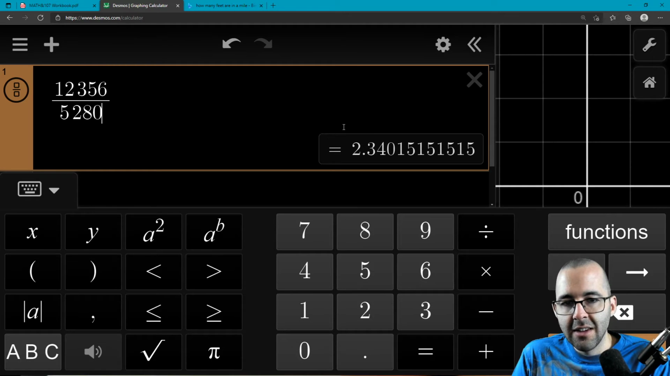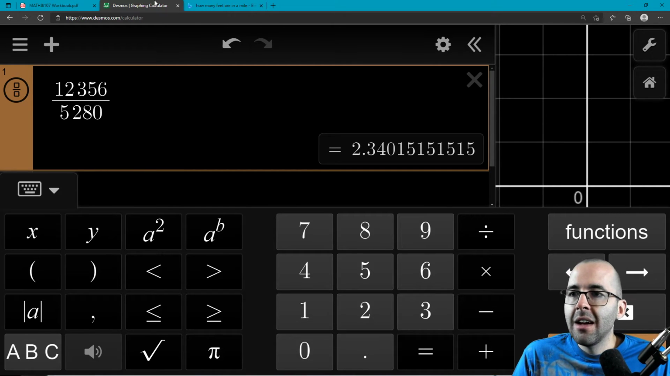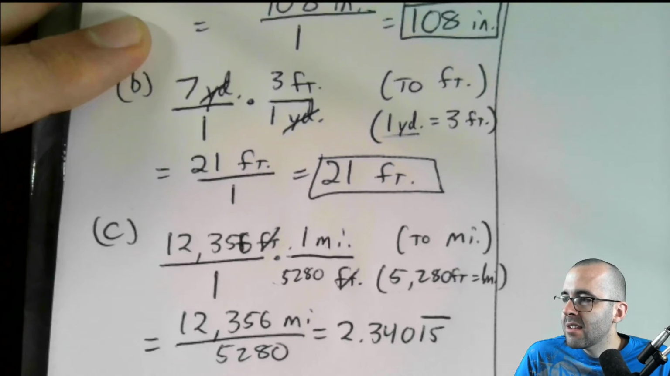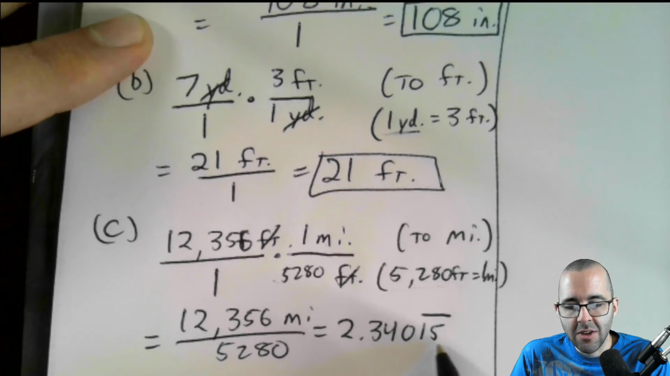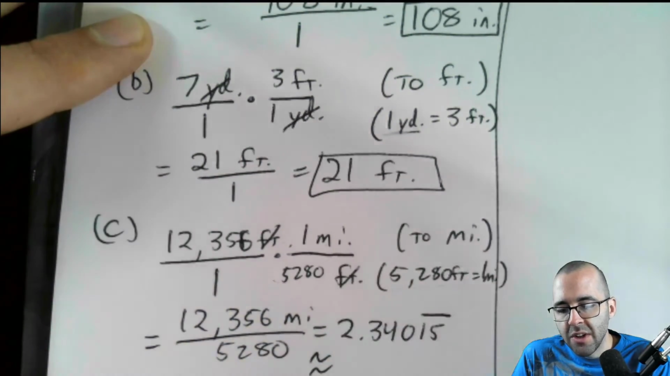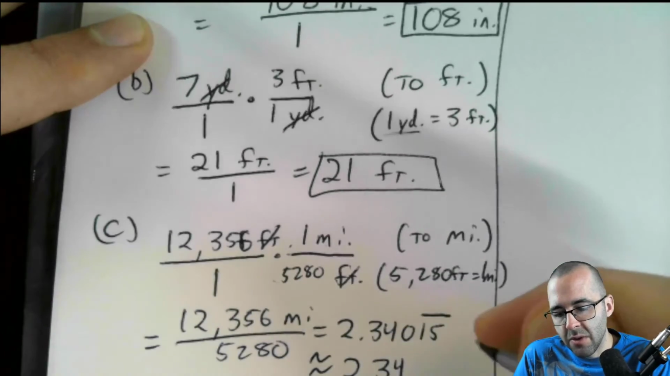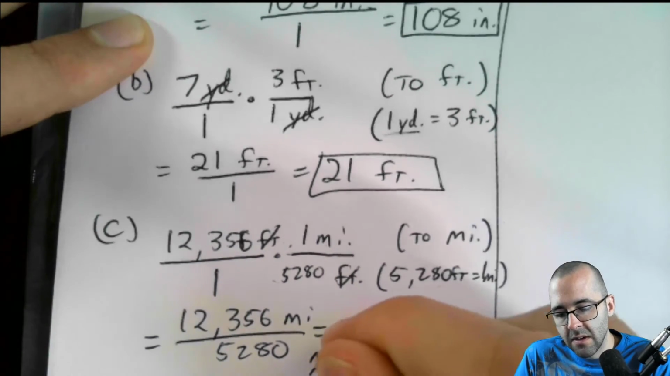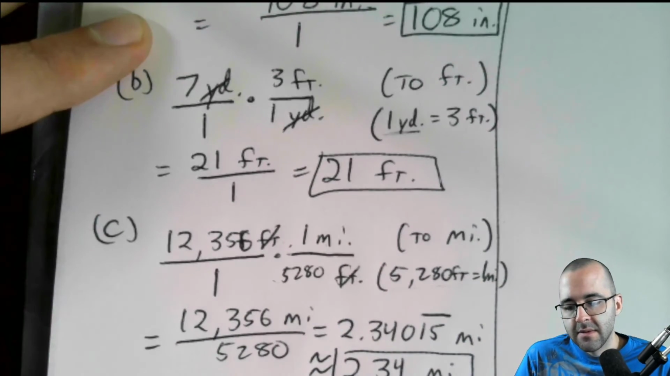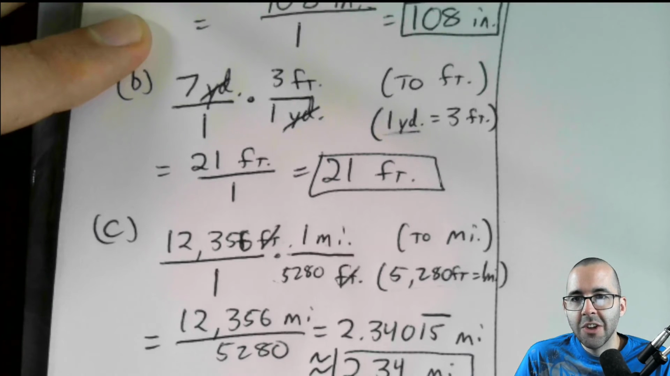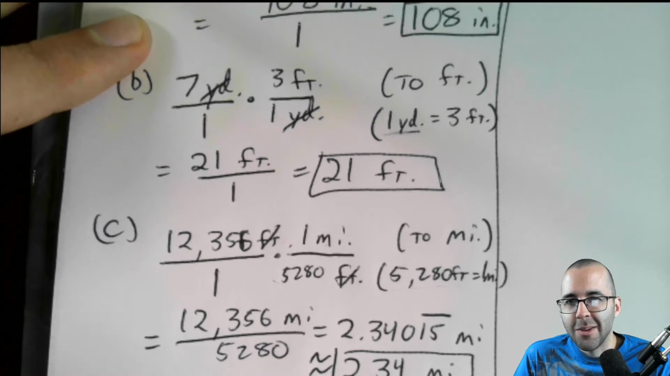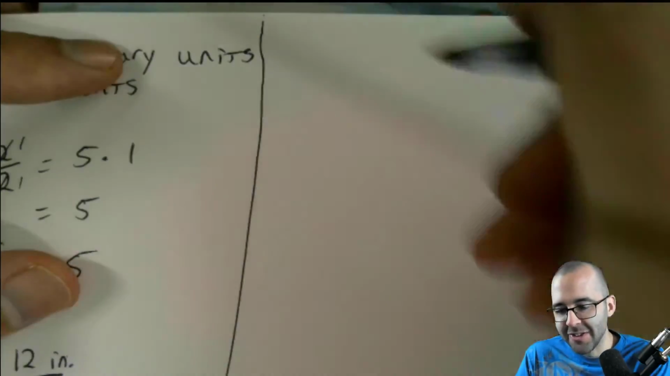It repeats. So 2.34015, and then the 15s repeat. I'm not going to make a big deal about this in the class, but this is how you write it. If the 1 and the 5 repeat, the 15 repeats over and over again, you can write it like this, or you can just approximate to 2.34 miles. All right, that's about how many miles. There we go. Hopefully you got to that same answer when you paused the video and definitely did the problem while the video was paused. Otherwise, feel free to ask me if you have any questions.